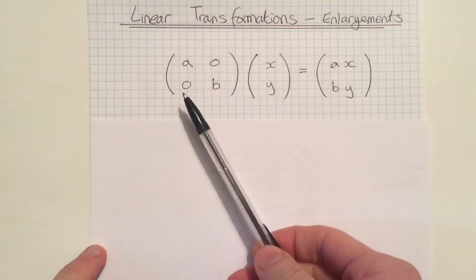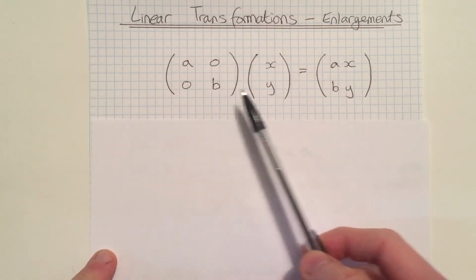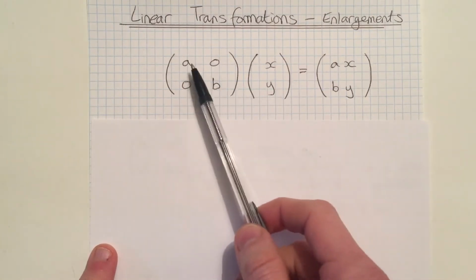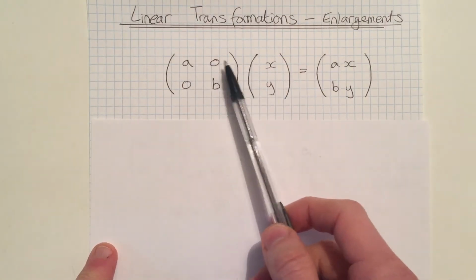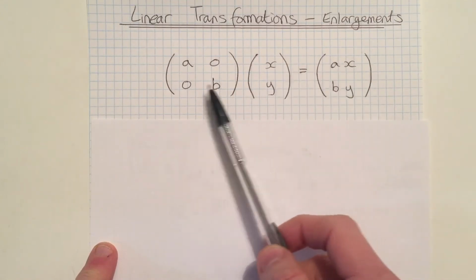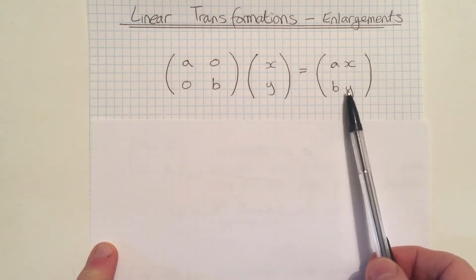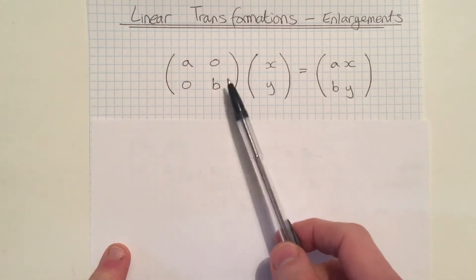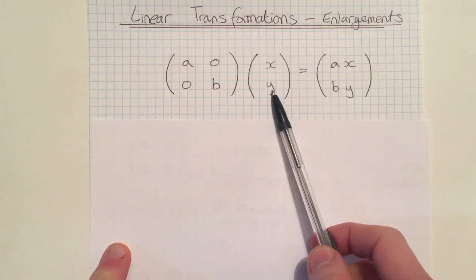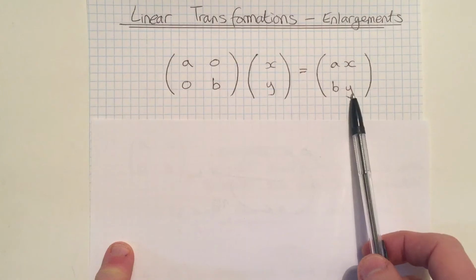We can see here that if I apply the matrix A, 0, 0, B to the matrix (x, y), then I'll get A times X plus 0 times Y, which would just be AX. And then I'll get 0 times X plus B times Y, which would just be BY. So what this matrix does to the coordinate (x, y) is it turns it into the coordinate (AX, BY).